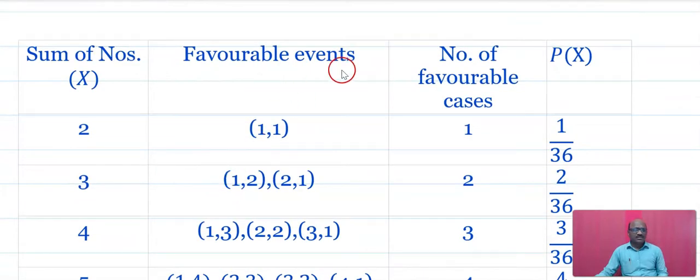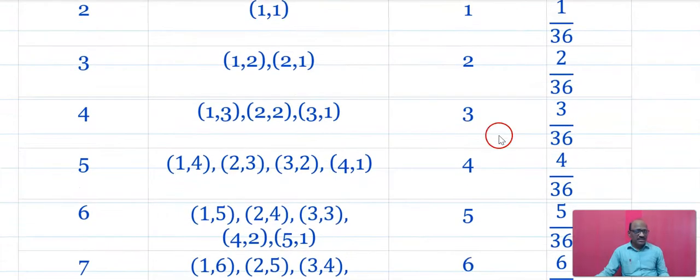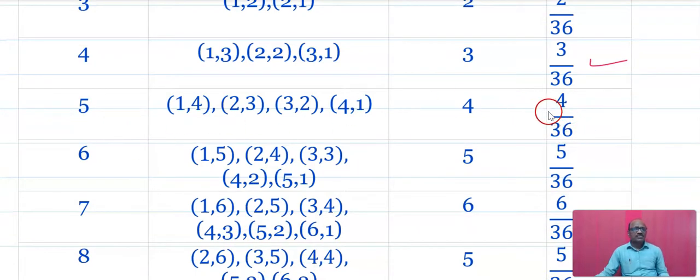Now, the favorable events: the sum is 2 is (1,1). Number of favorable cases is 1. Then its probability is 1 upon 36. Next, the sum is 3: (1,2), (2,1) is 2, so 2 upon 36. Sum is 4: (1,3), (2,2), (3,1) is 3, so 3 upon 36. And in this way, you will get their respective probabilities.